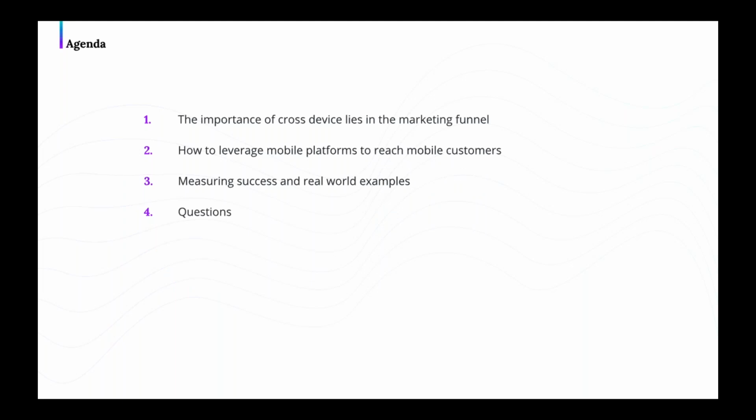So today, just a quick agenda here. We'll be running through a background of cross-device, why it's important, and where it lies within the marketing funnel. We'll then discuss how to leverage mobile platforms in order to reach customers on those devices. And then I'll run through how you can measure the success of mobile campaigns in the best way possible. And then we'll end with questions. If you do have any questions throughout the webinar, please feel free to ask them, and we'll try our best to get to them at the end. As Andrea said, I might go through it a little quicker. This should take around 25 or 30 minutes total.